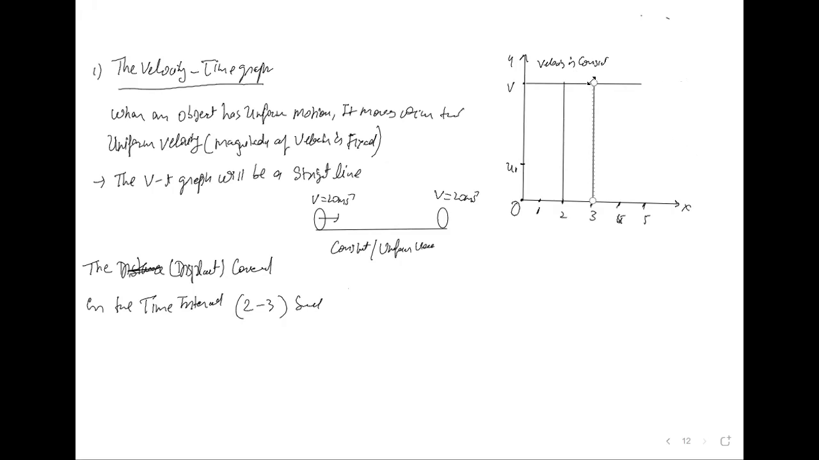Now student, this rectangle having this time interval of 1 second, means 3 minus 2, 1 second, and the magnitude of the velocity is v per second. This represents the displacement. This represents the displacement of the motion. So this is the displacement.